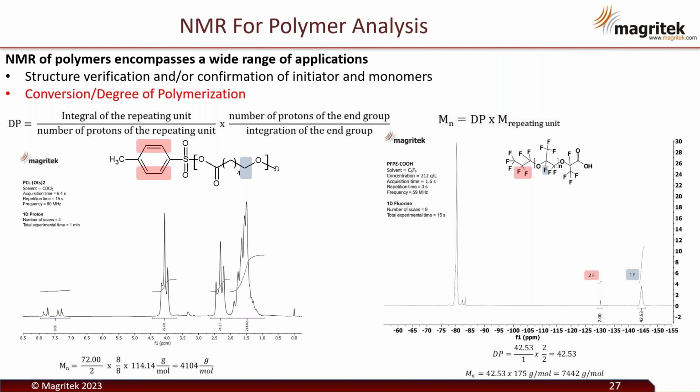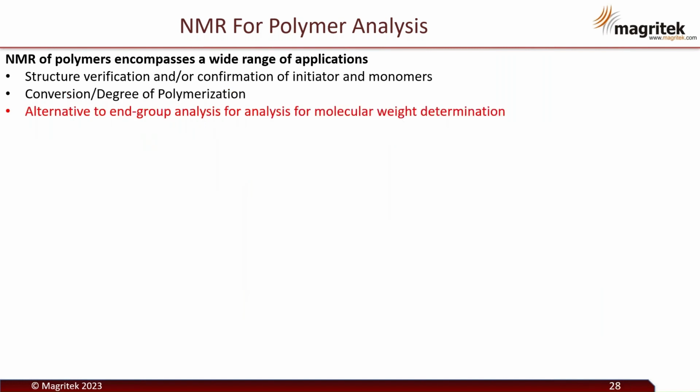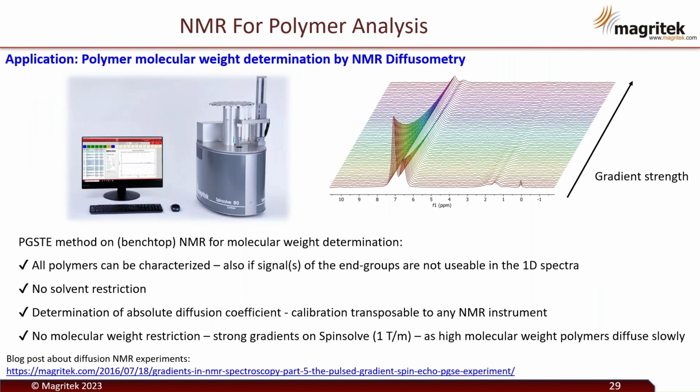But once you start seeing larger polymers, the repeating unit may dominate the spectrum while the in-group may be hard to analyze. Or at times the in-group may be the same molecular unit as the repeating unit, and in turn might overlap quite a bit. So there are ways to get around this. One way is an alternative method to analyze and determine molecular weight, and that's typically done through NMR diffusometry.